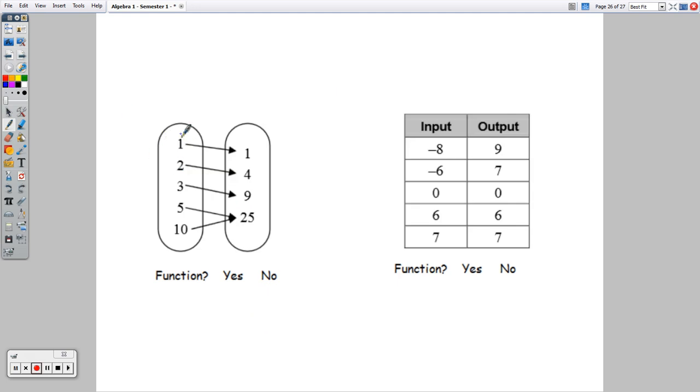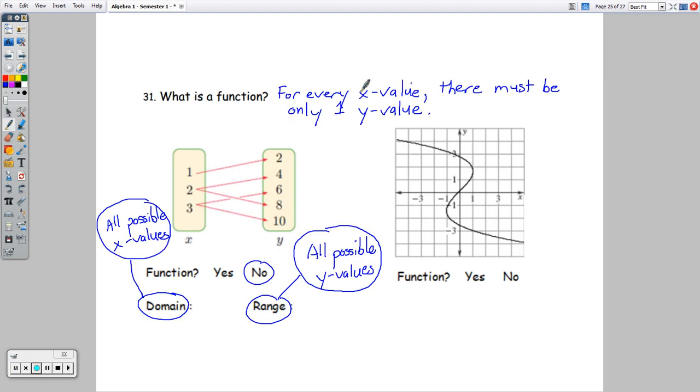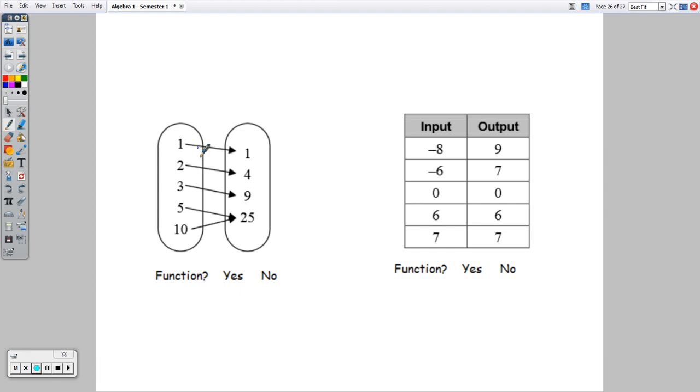So on these ones, again, every x value, there must be only one y value for that x value. So 1 just has 1, 2 just has 4, 3 just has 9, 5 just has 25, and 10 just has 25. It's okay if two different x values go to the same y value. It's not okay if one x value goes to two different y values. So this one is a yes.